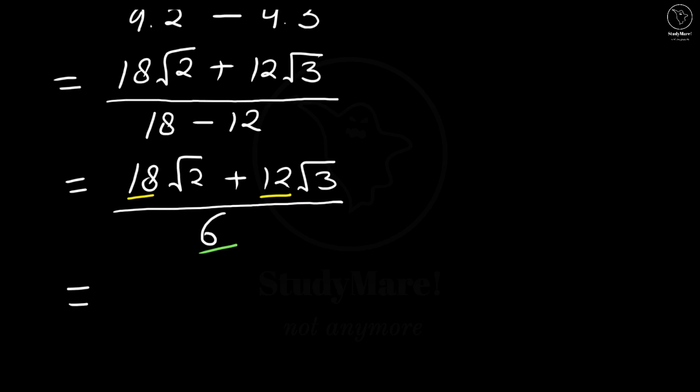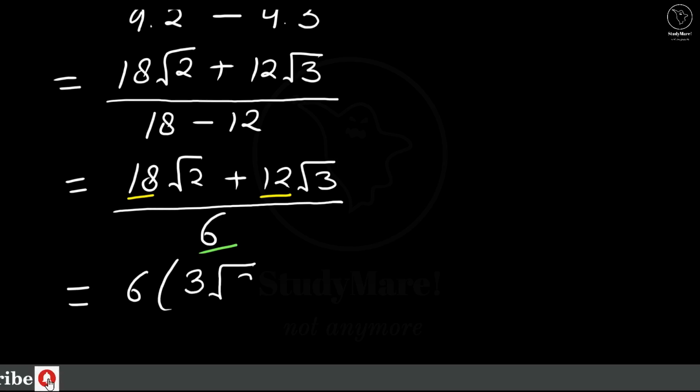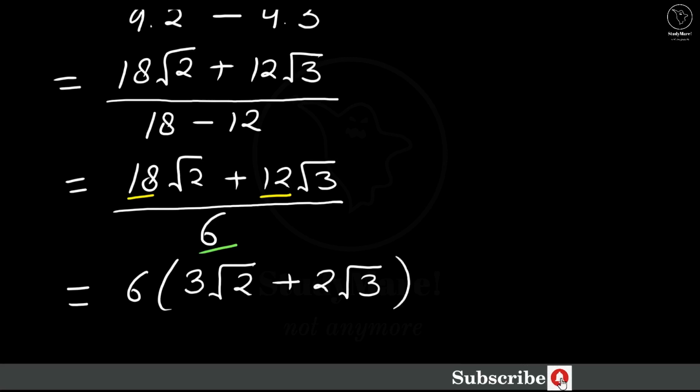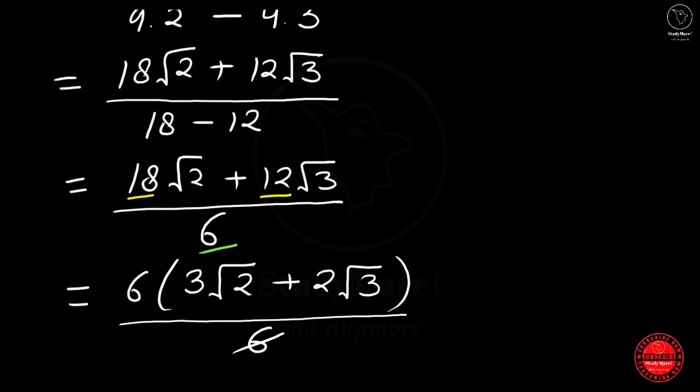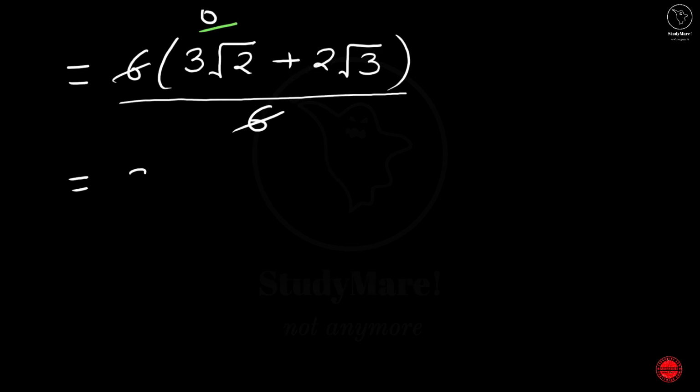So here we take 6 as common, so we have 3 root 2 because 6 is there outside, so 6 into 3 we get 18 root 2 plus 12 root 3, 6 is outside, so we have 2 root 3 divided by 6. Here 6 and 6 cancel out each other, so this is equal to 3 root 2 plus 2 root 3. This is LHS.